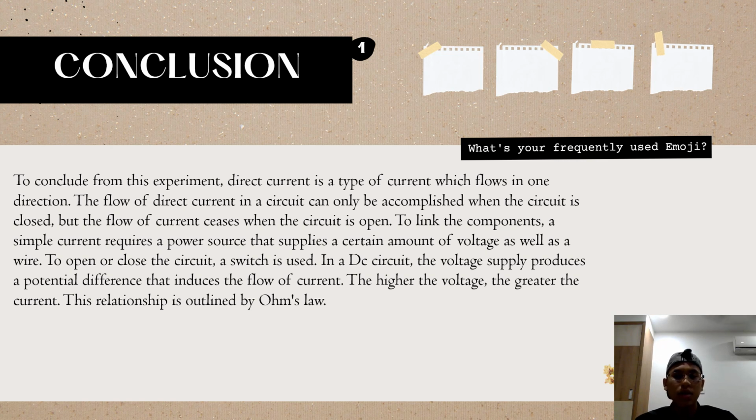In a DC circuit, the voltage supply produces a potential difference that induces the flow of current. The higher the voltage, the greater the current. The relationship is outlined by Ohm's law.